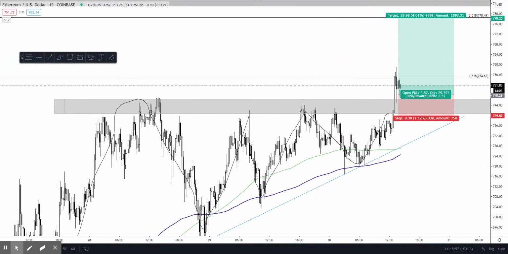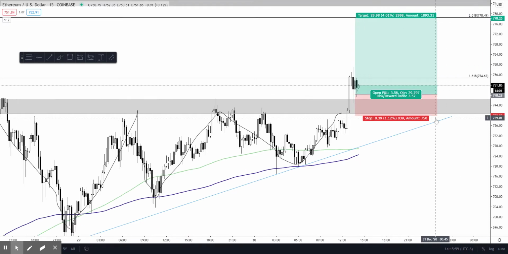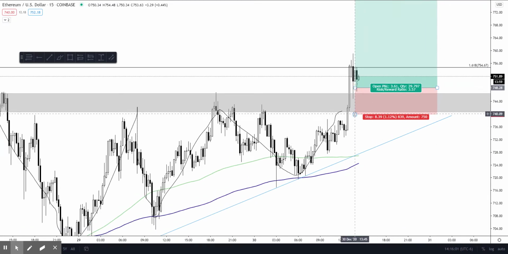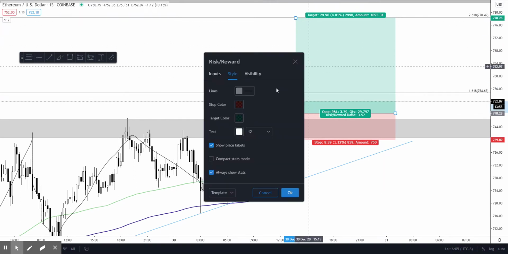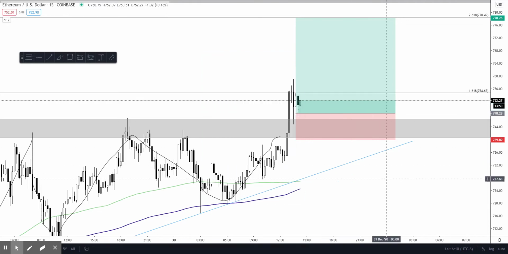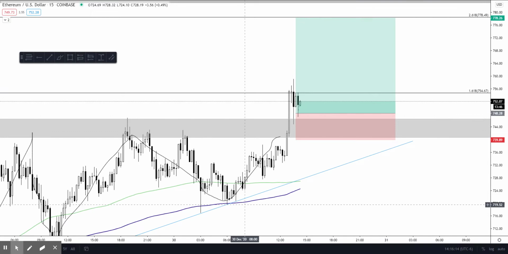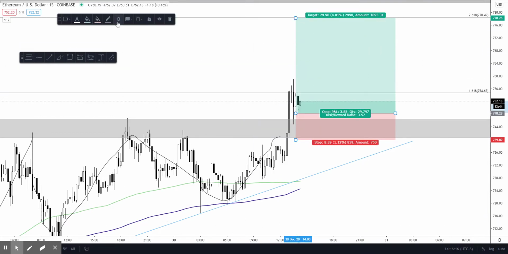What's up? What is the stop? Oh, it's just always show stats. So if you don't have this ticked on, when you get rid of that, when you don't hover over it, yeah, no problem.